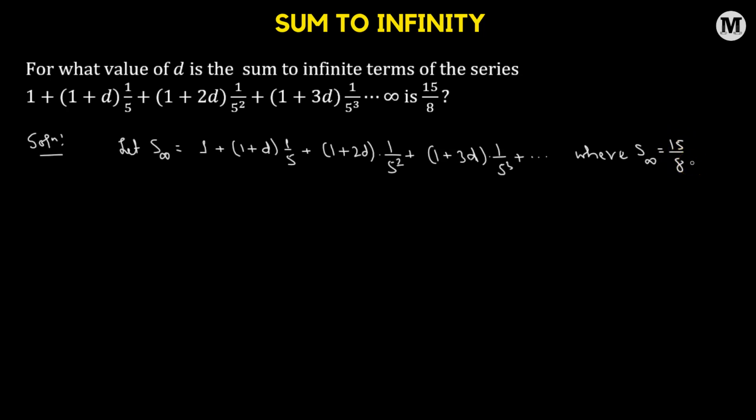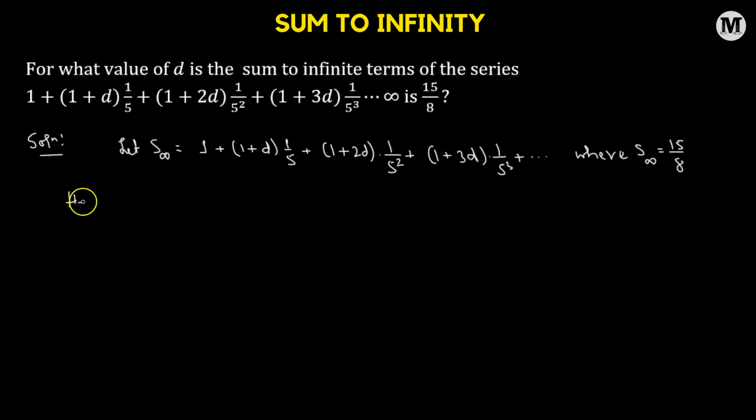Fine. Now, this series is neither an arithmetic series nor a geometric series, because here we cannot define its common difference and also we cannot find a common ratio. However, it is composed of two types of sequence. One will be an arithmetic sequence and the other will be a geometric sequence.